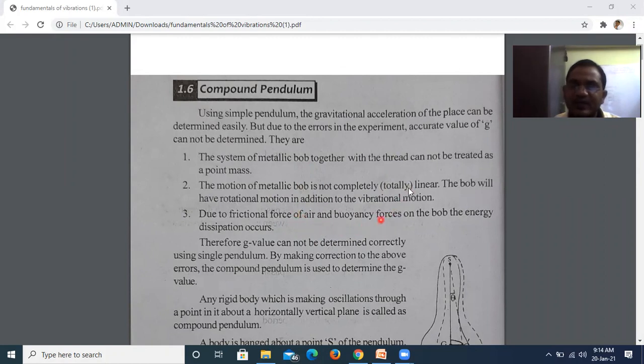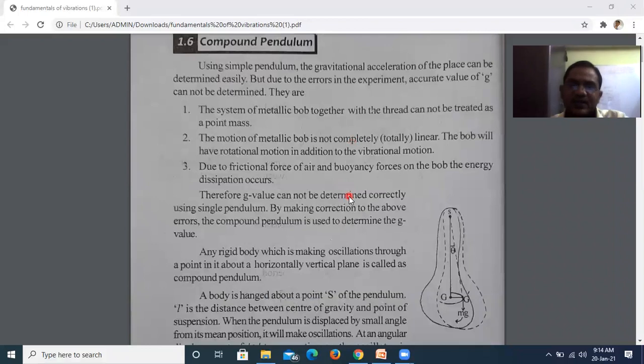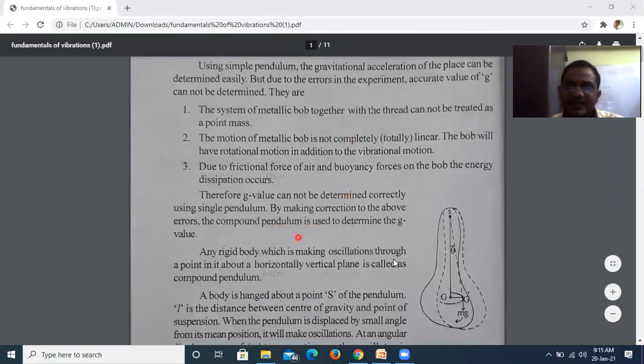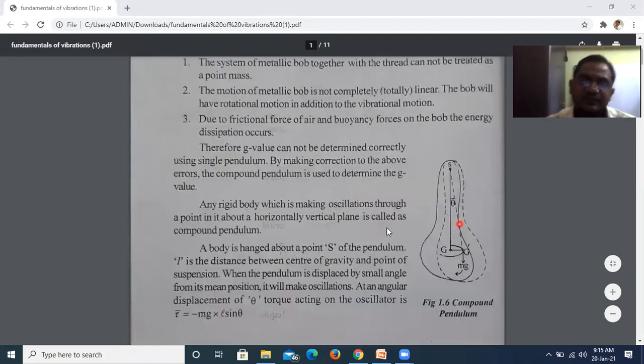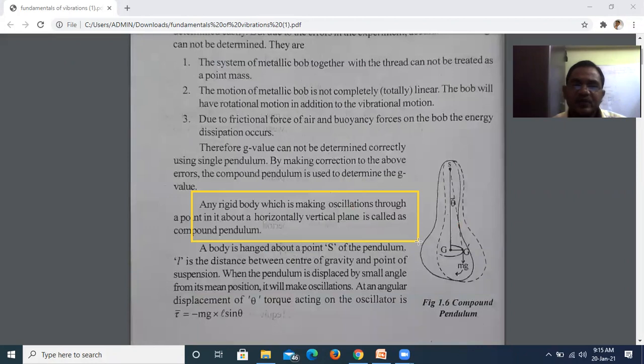ఇన్ ఓవర్కమింగ్ ద ఫ్రిక్షనల్ ఫోర్స్ వెన్ ఇట్ ఈస్ ఆసిలేటింగ్, ద ఎనర్జీ ఆఫ్ ద సింపుల్ హార్మోనిక్ ఆసిలేటర్ డిక్రీజెస్ విత్ టైమ్. సో అక్కడ మనం ఎనర్జీ లాస్ అయినట్టుగా తీసుకోం. కాబట్టి వీ ఆర్ యూజింగ్ ద కాంపౌండ్ పెండులం. దిస్ ఈస్ ద నెసెసిటీ ఆఫ్ ద కాంపౌండ్ పెండులం. So how we define the compound pendulum, sir? So you see this, any rigid body which is making oscillations through a point in it about a horizontal vertical plane is called as compound pendulum.